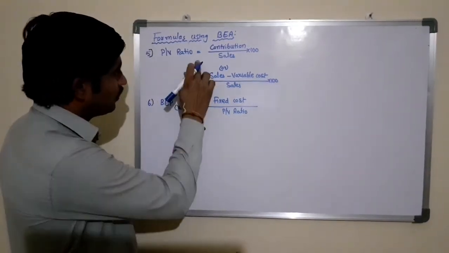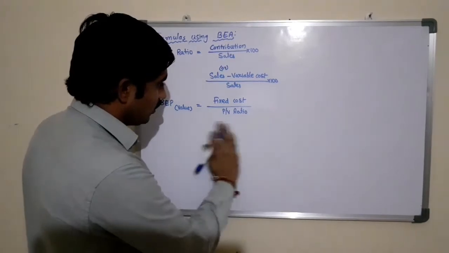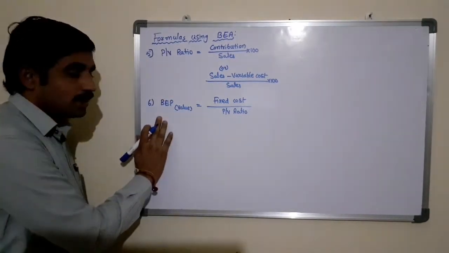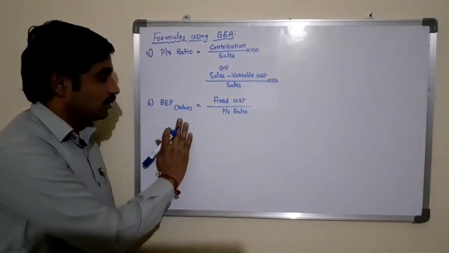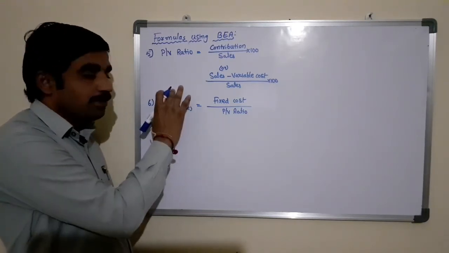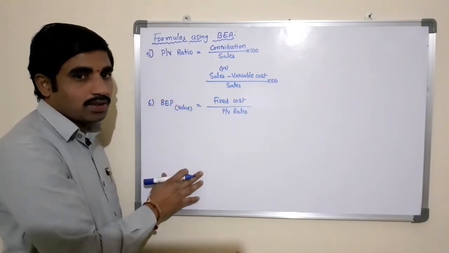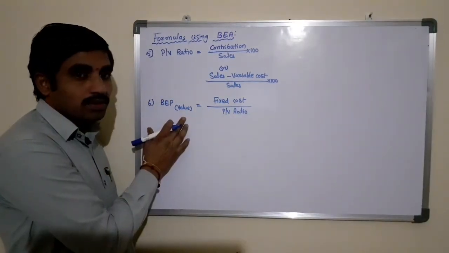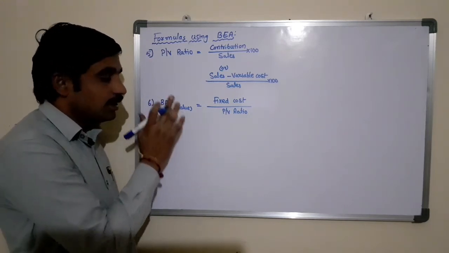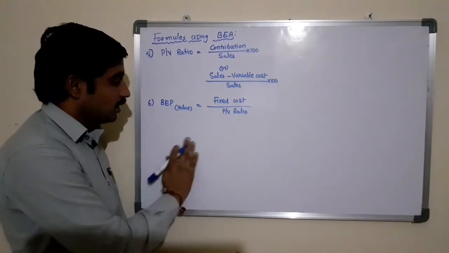Here what is PV ratio again? Contribution by sales into 100. We need to first determine the PV ratio in order to calculate break-even point in terms of value. Means what is the total revenue at the break-even point? What is break-even point? No profit and no loss point. What is the revenue need to generate to attain the break-even point? To know that information, we require to apply this formula.